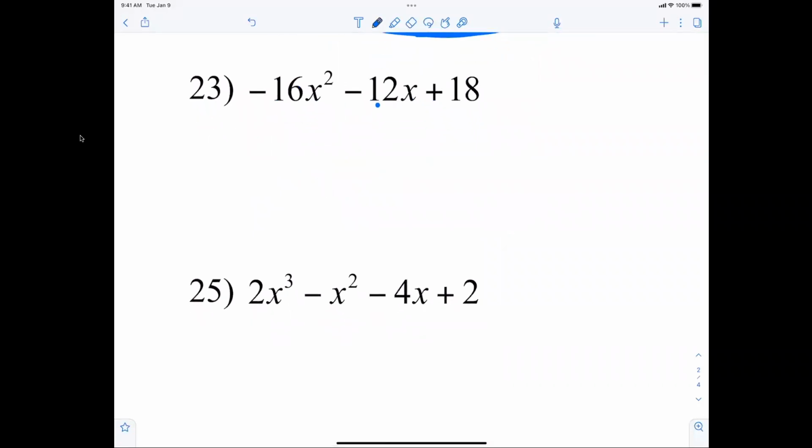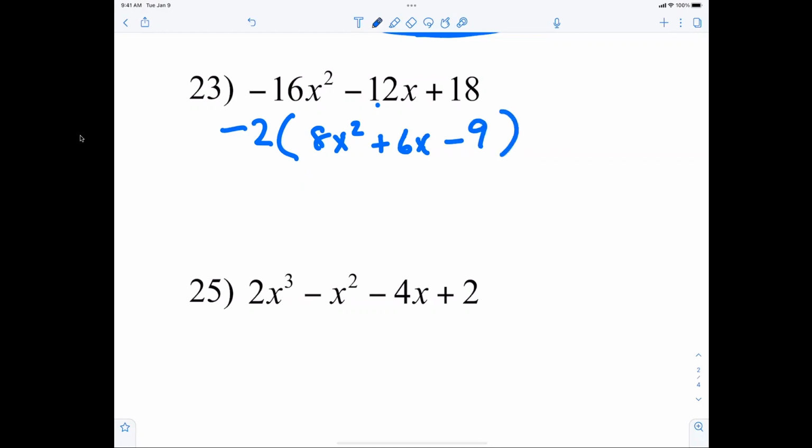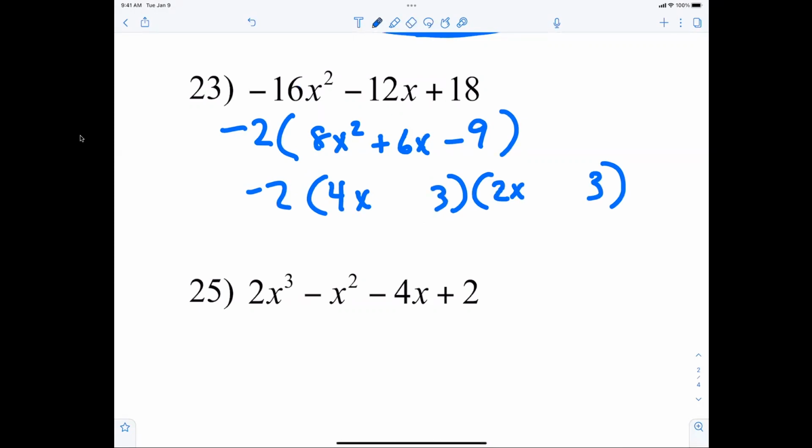All right. What's common here, guys? -2 parentheses 8x squared plus 6x minus 9. Does everybody agree with that? Okay, here we go. -2. Let's try to factor this. 4x, 2x. Let's try 3 and 3. 12 and 6 can make 6 if the 12 is positive and the 3 is negative.